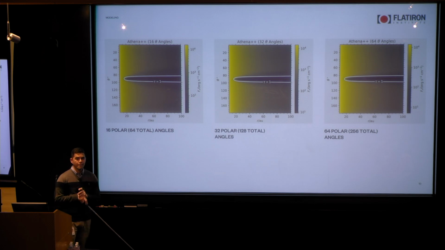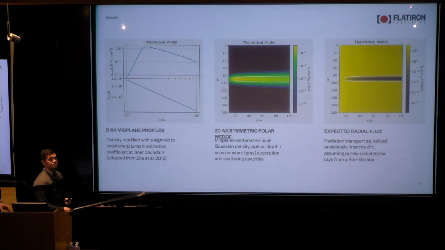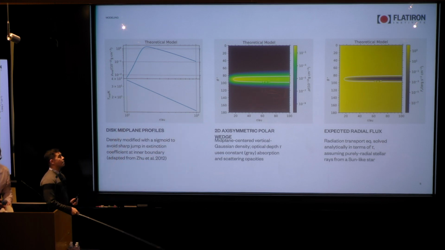Jordy? Yeah. I had a question about your initial conditions. You said that you added the sigmoid because of numerical reasons. But can you also make an argument from physical reasons why it should go down? Why would it go down in a real disk? Oh, why would the density decrease? No, on the other side. You're over-dropping here. To avoid the sharp jump in extinction, or at least that's how I understood it.